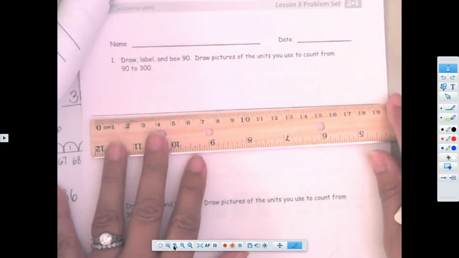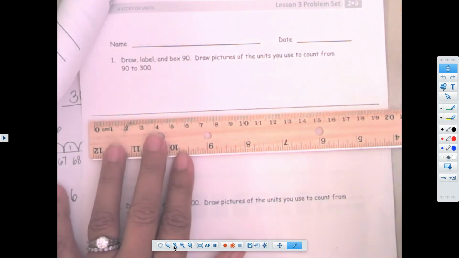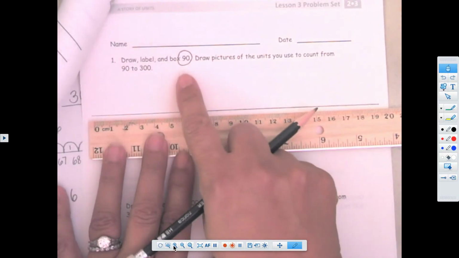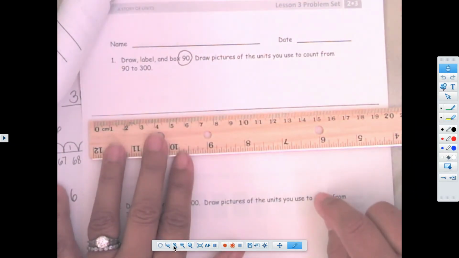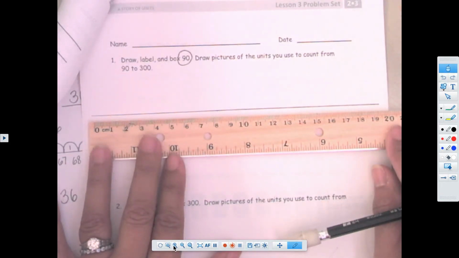Okay, the question is this. Draw and label and box. Draw, label, and box 90. Ooh, 90. Let me circle that number. So I know that's what I have to do. Can you make sure that you circle that number? Yes. Remember, we're using the cube strategy. Thank you, Baraka. You're paying attention. So that makes me very, very happy.